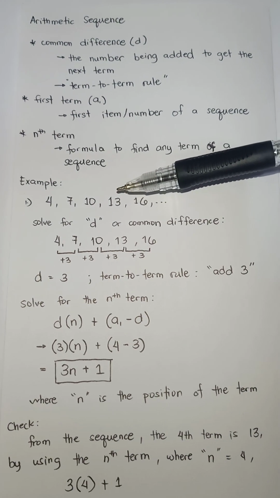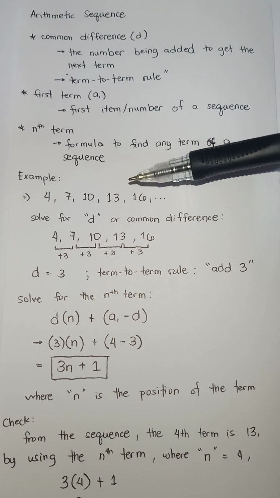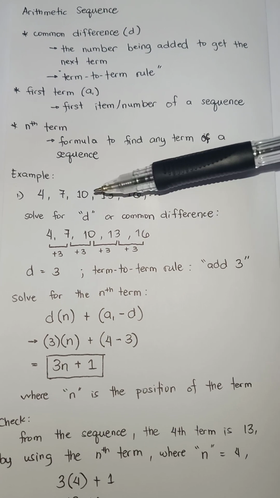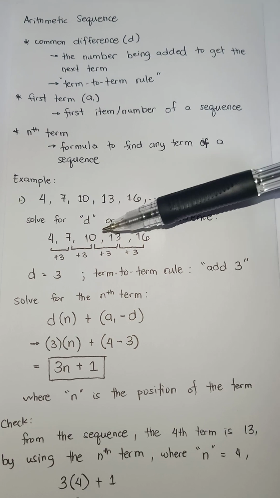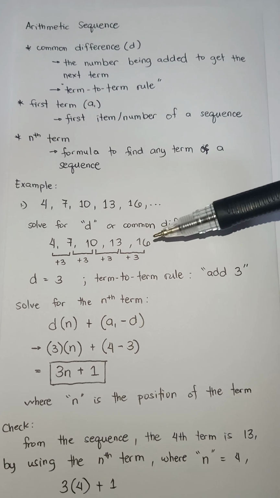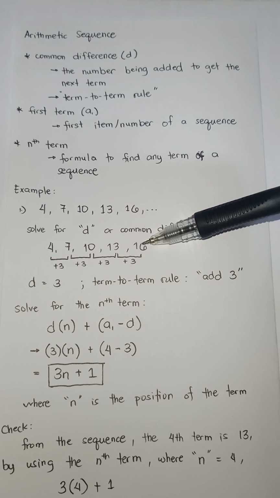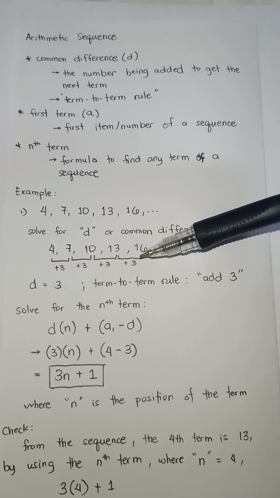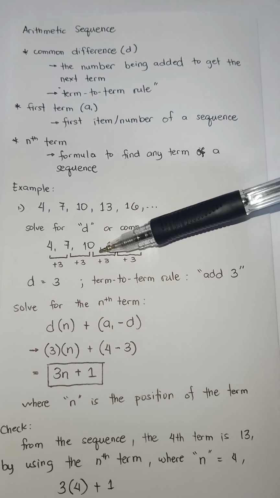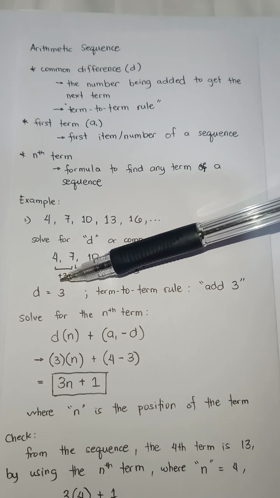So the first thing to do is to solve for the common difference, or d, because without a common difference, we cannot say that this is an arithmetic sequence. So for the 4, 7, 10, 13, and 16, we will get the common difference by subtracting two consecutive terms. So let's try 16 minus 13, that's 3. 13 minus 10, that's 3. 10 minus 7, that's also 3. And 7 minus 4 is also 3.